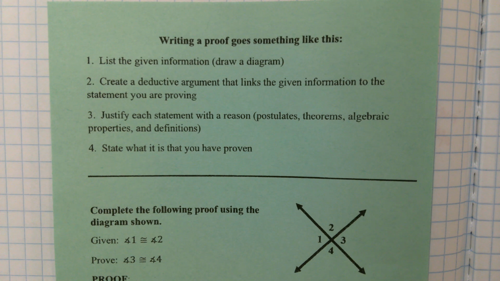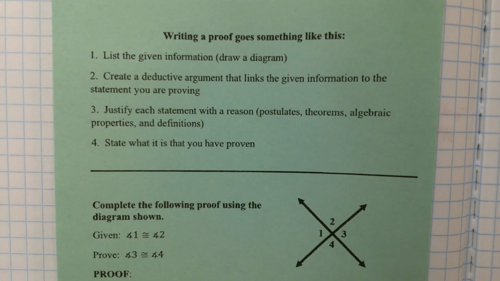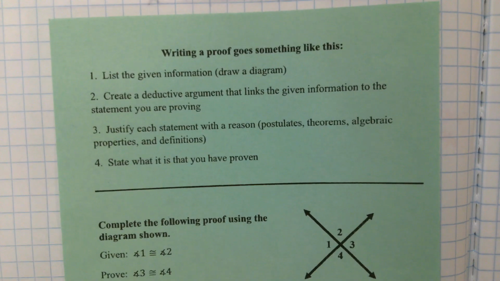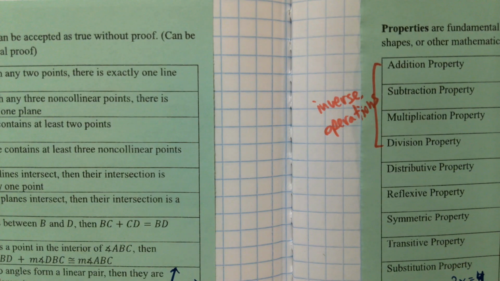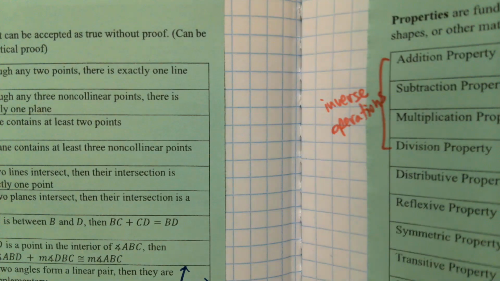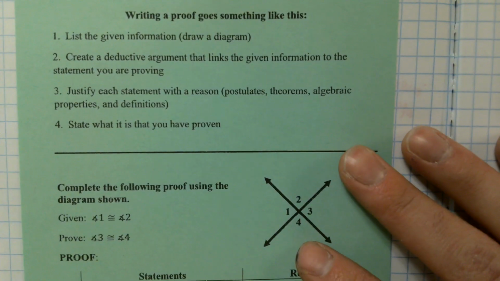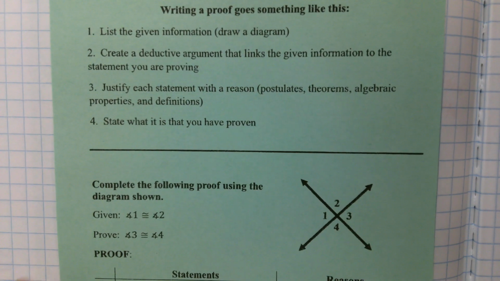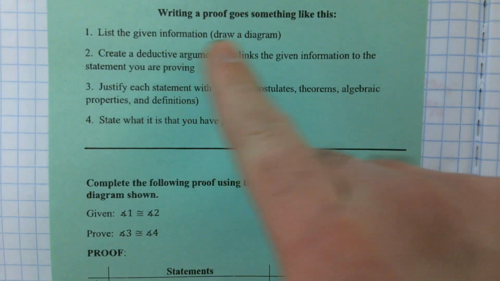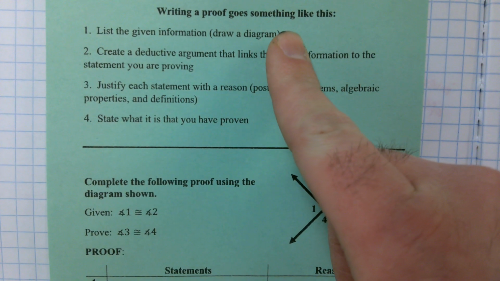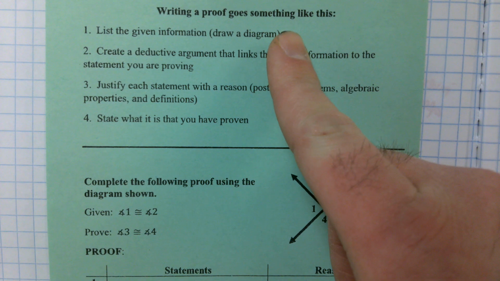All right. So this is now the process of writing a proof. We've got all the backstory. We've got an arsenal full of postulates and definitions and properties that we can use to answer these types of questions. So here's kind of what it's going to look like. We're going to list out the given information. We're going to be given a certain amount of information at the beginning.